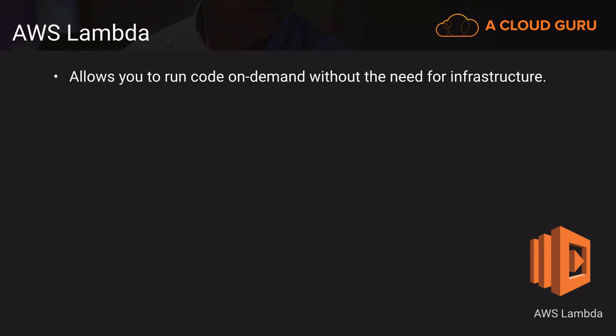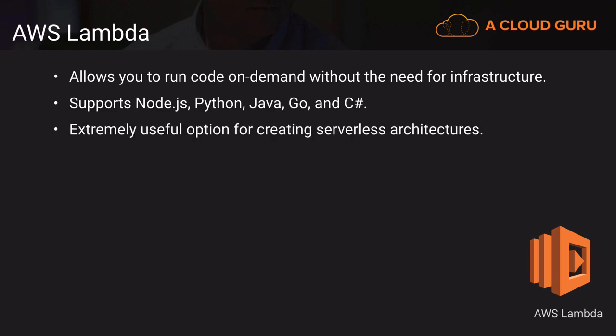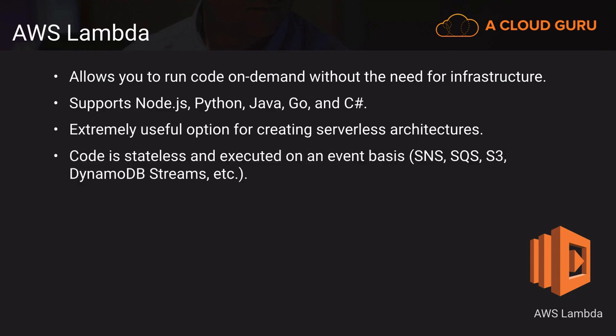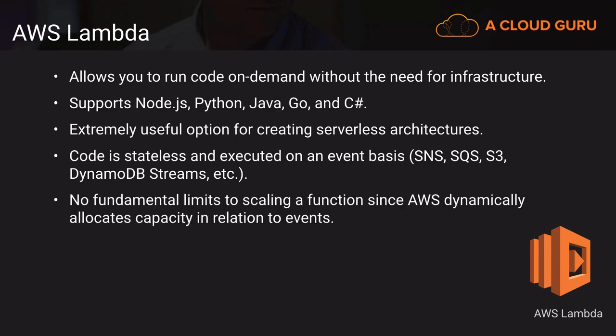Lambda allows you to run your code without servers, without the need for infrastructure. And it supports Node.js, Python, Java, Go, and C#. It's an extremely useful option if you're creating serverless architectures. The code is stateless and it's executed on an event basis. And there's a lot of events that you can tie to Lambda functions: SNS, SQS, S3, DynamoDB streams.